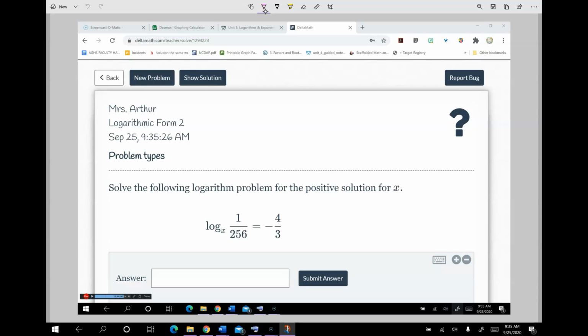So let's convert. x to the negative 4/3 equals 1 over 256. You do the same thing. You're going to raise it to the reciprocal, but you're also going to raise it to the negative reciprocal. You keep the same sign. So I'm going to raise it to the negative 3/4.